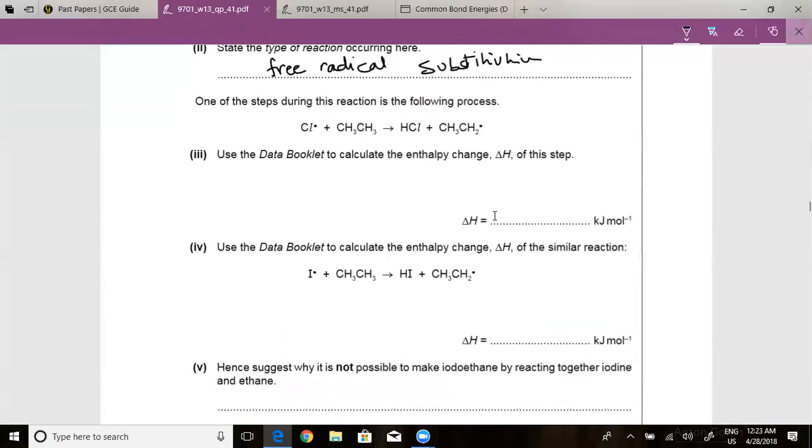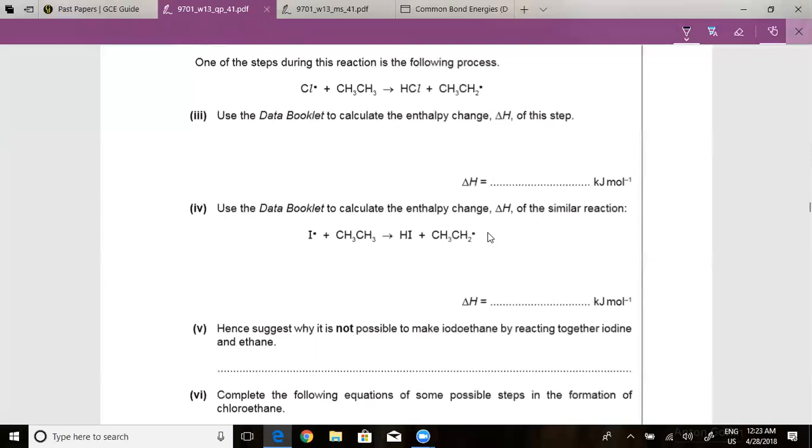Use the data booklet to calculate delta H for the reaction. ठीक है, यहाँ पे delta H क्या हो रहा है? Cl एक लग रहा है, इधर से हाँ इधर से एक निकल रहा है और इधर से एक Cl लग रहा है. ठीक है. Yeah, so just calculate the differences. Right side पे क्या हो रहा है? So you are breaking a CH bond. सही है. And you're making a Cl bond, right?